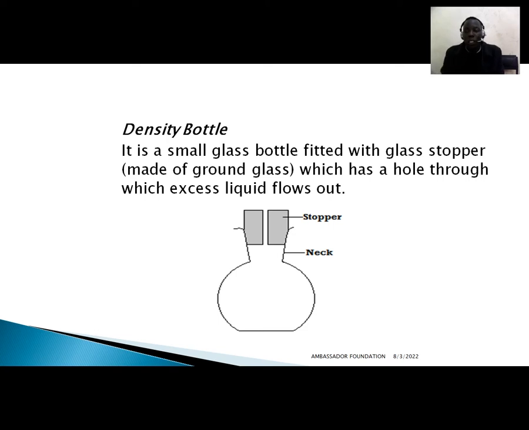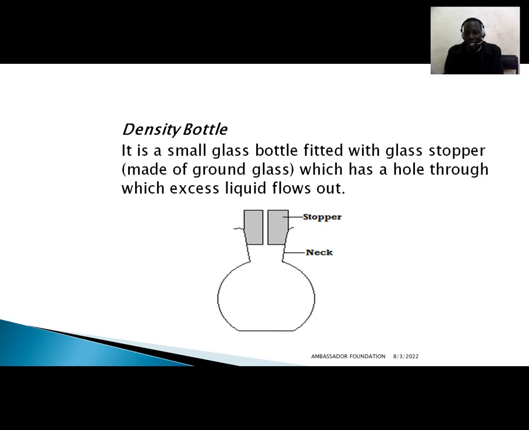So if the mass of water is 40 grams, automatically the volume would be 40 centimeters cubic. There's no lie there. Now, if the volume is 40 centimeters cubic, the volume of water that can fill this density bottle is 40 centimeters cubic. Any other liquid that can fill this bottle will be 40 centimeters cubic, regardless of its density. Now, water has assisted us to get the volume of the density bottle.